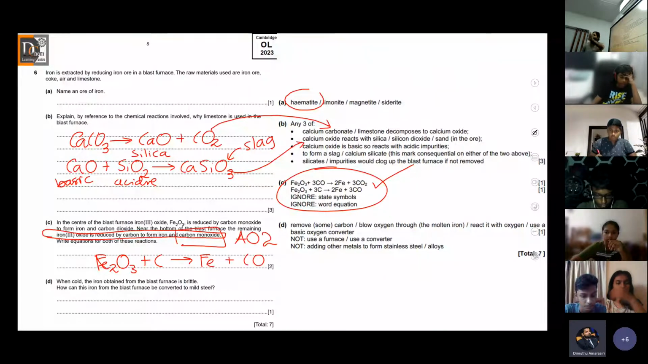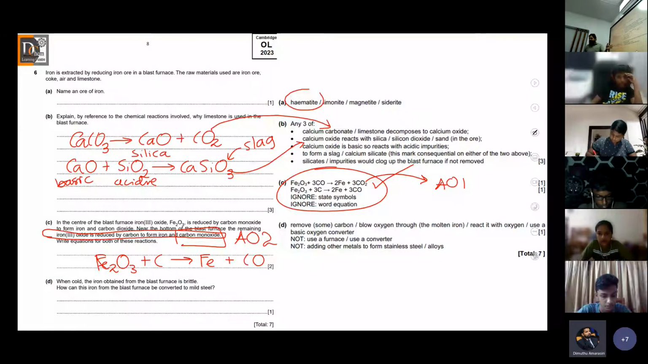You can't study and go to the exam to write that answer because we never studied a reaction like that. But this is AO1. This mark is AO1. AO1 means you study and go to the exam. You remember that because it was there in the textbook. The second one wasn't there in the textbook.